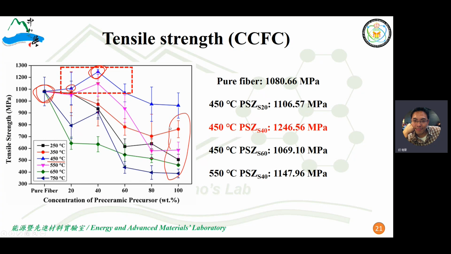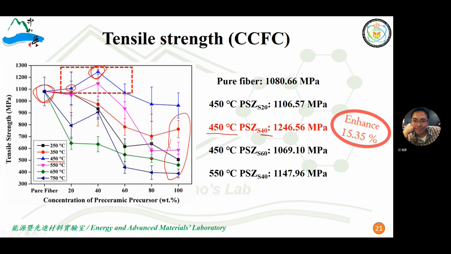Therefore, we can summarize that the optimal pyrolysis temperature is 450 Celsius, with 40% of the polysilazane preceramic precursor.